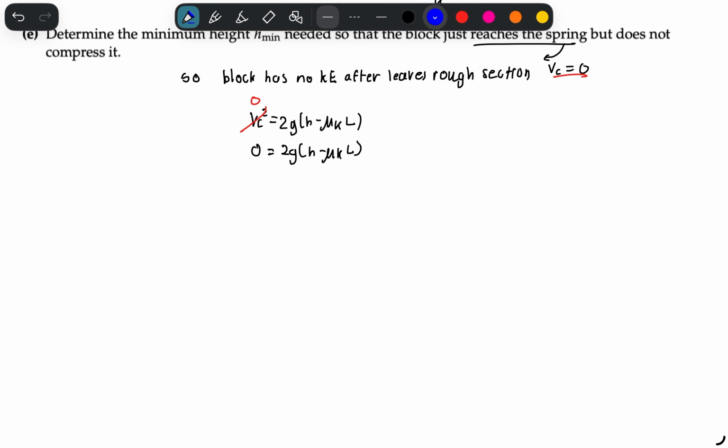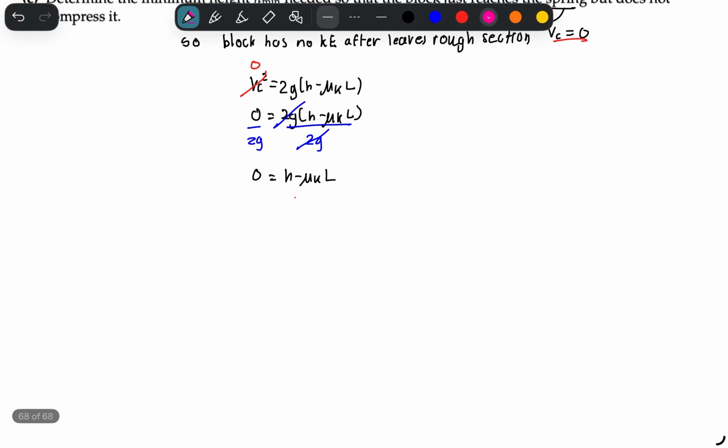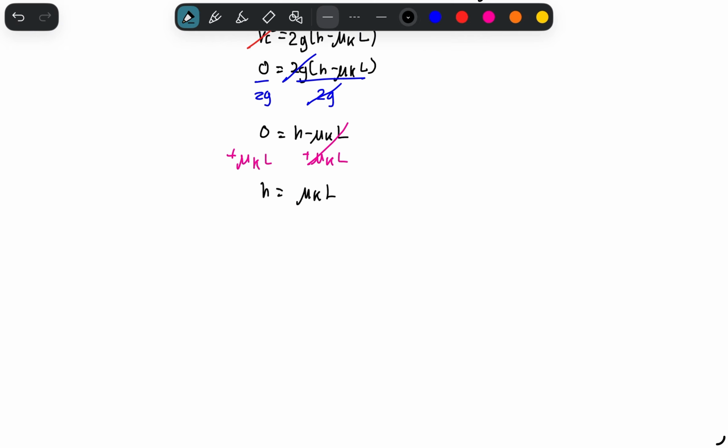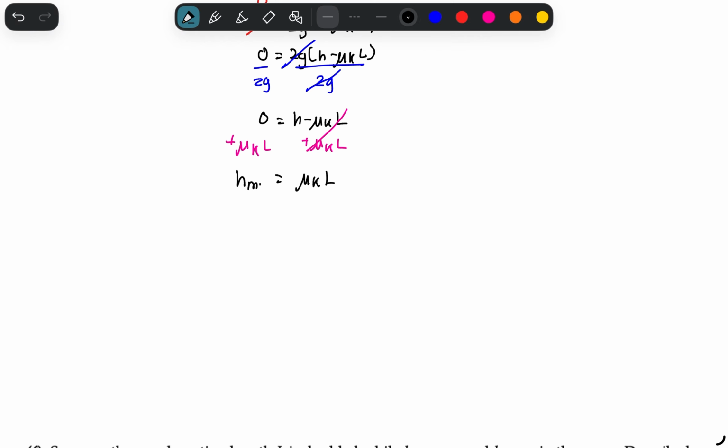And you can divide both sides by 2g. You see that you're dividing something by 2g, that just cancels. Now we can just add that mu k L, and you have h is equal to mu k times L. So that means your height minimum is equal to mu k L. This makes sense because our UG initial is equal to exactly the energy lost to friction. So that makes sense.